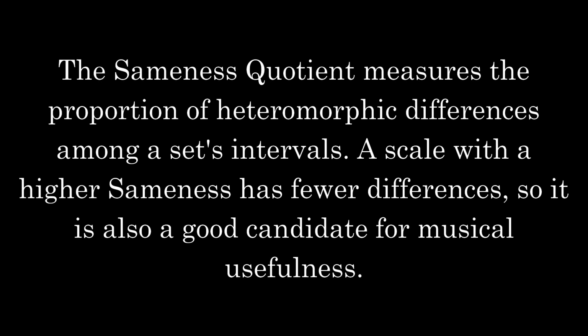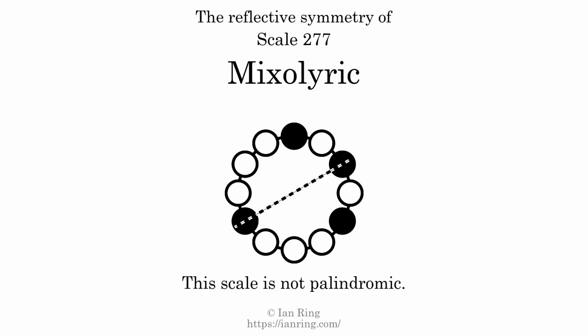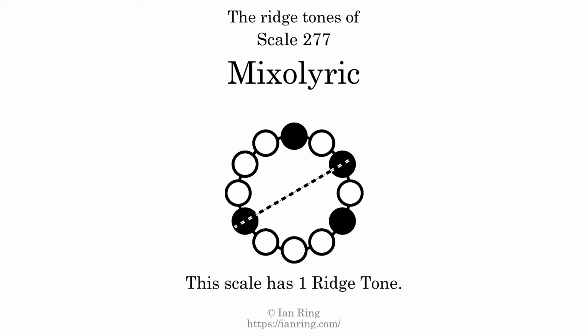The sameness quotient measures the proportion of heteromorphic differences among a set's intervals. A scale with a higher sameness has fewer differences, so it is also a good candidate for musical usefulness. The sameness quotient is 0.278. This scale has reflective symmetry across an axis positioned 2 semitones from the root. This scale has a different pattern of intervals ascending and descending, so it is not palindromic. This scale has one ridge tone.